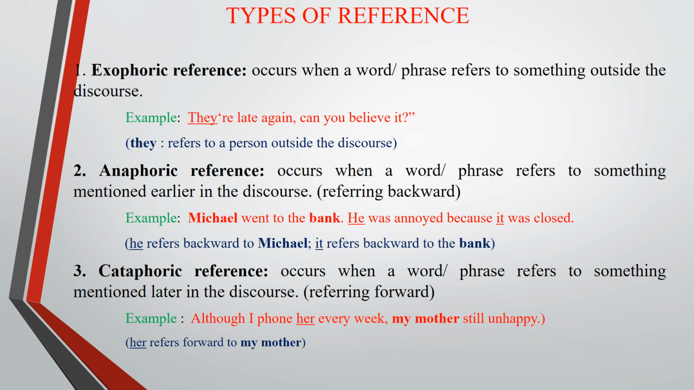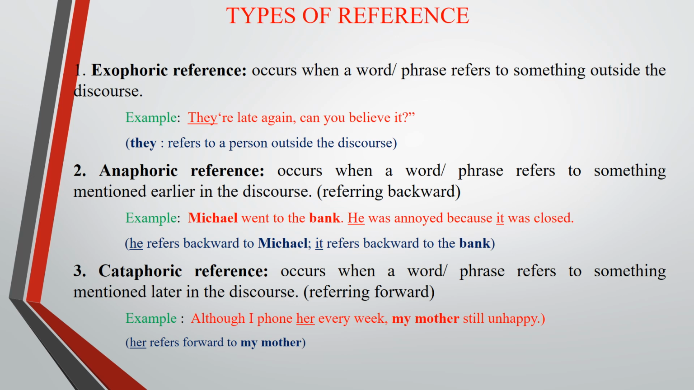He's not mentioned yet. Number two, anaphoric reference occurs when a word or phrase refers to something mentioned earlier in the discourse. This kind of reference goes backward. For example, when we say, Michael went to the bank, he was annoyed because it was closed. Here, the pronouns he and it have anaphoric reference. He refers backward to Michael, and it refers backward to bank. Michael here is called the antecedent, and bank is also called an antecedent. He refers back to the antecedent Michael. It refers back to the antecedent bank.